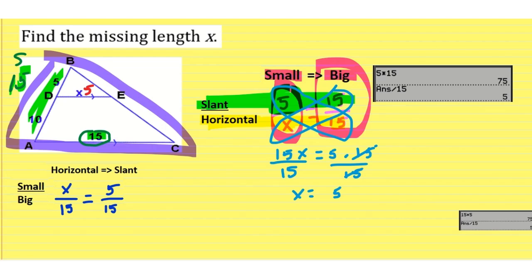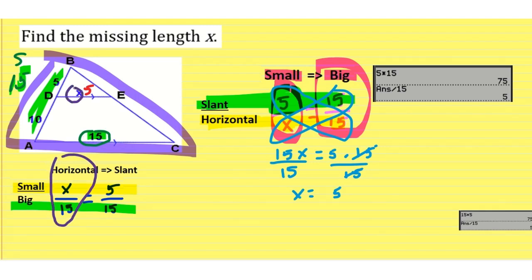But we can also set this up again differently. We can set this up where all the numbers on top are the small triangle, all the numbers on the bottom are the big triangle, and all these numbers are horizontal numbers.